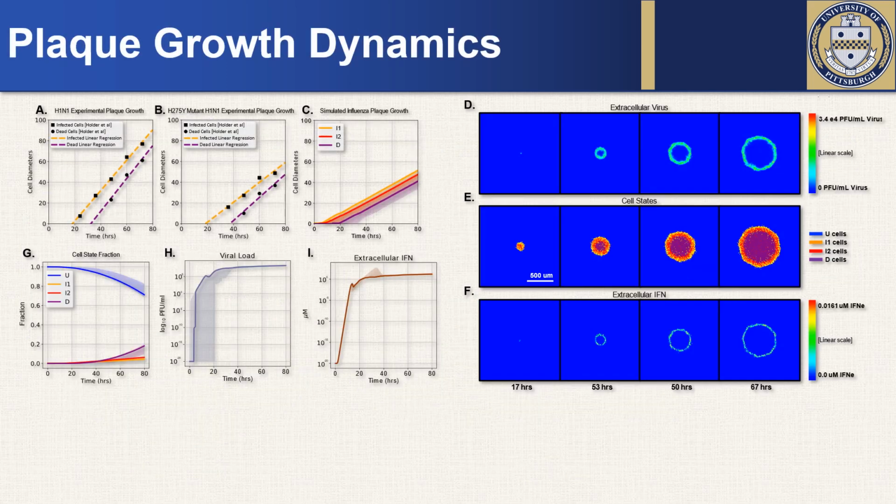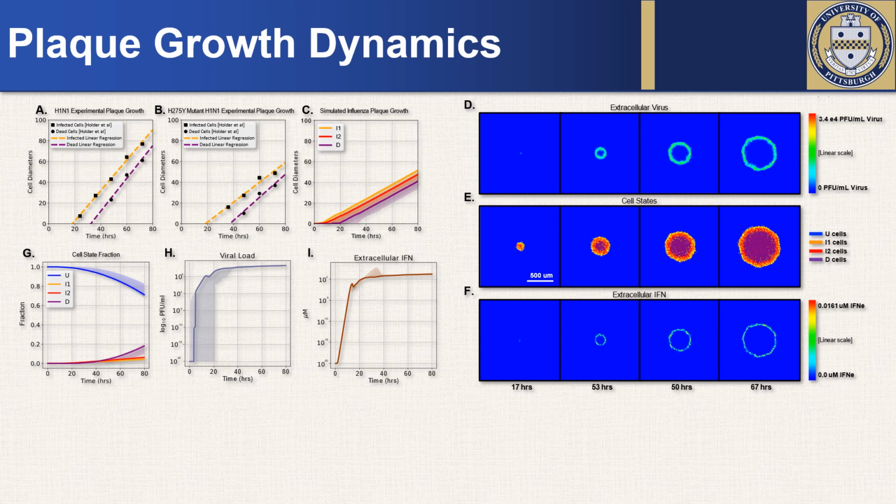We first explored the model's plaque growth dynamics. In experiments, there are two defined boundaries of the plaque, namely the outer edge of the dead cells in purple and the outer edge of the infected cells in yellow. While the increase in the number of viral particles during an infection is typically exponential, plaque growth, as measured by the change in the diameter of these two edges, is linear.